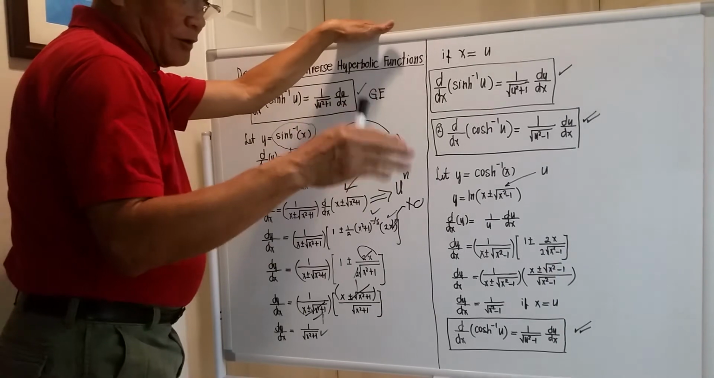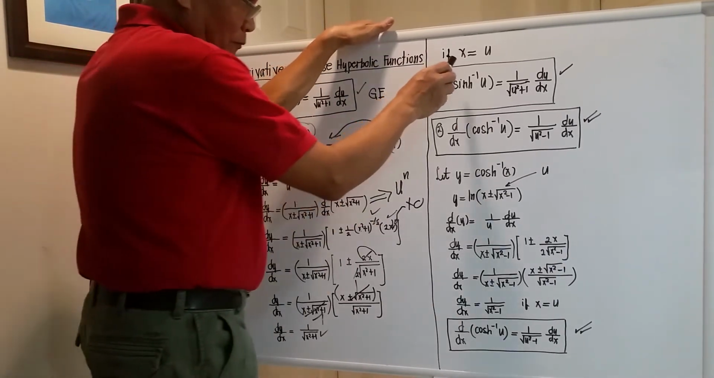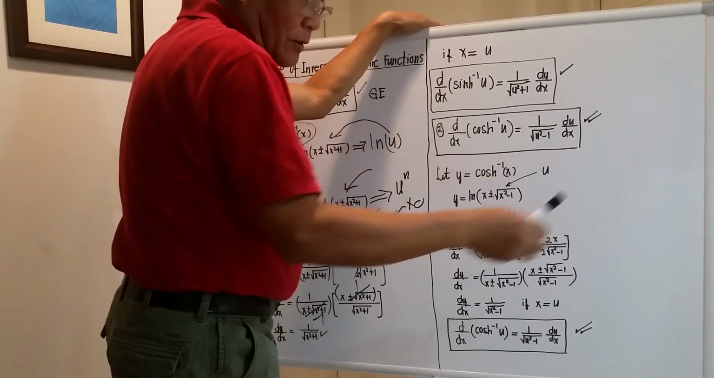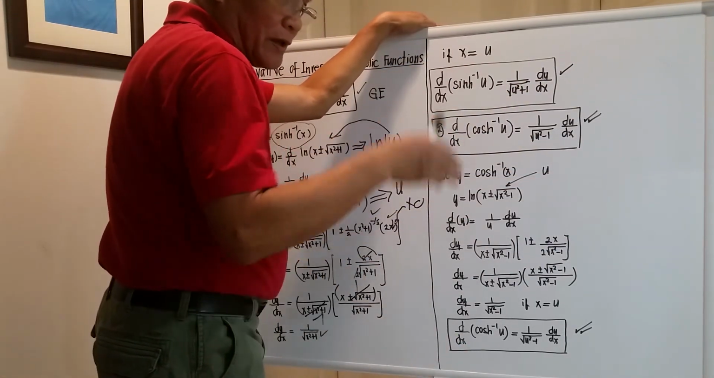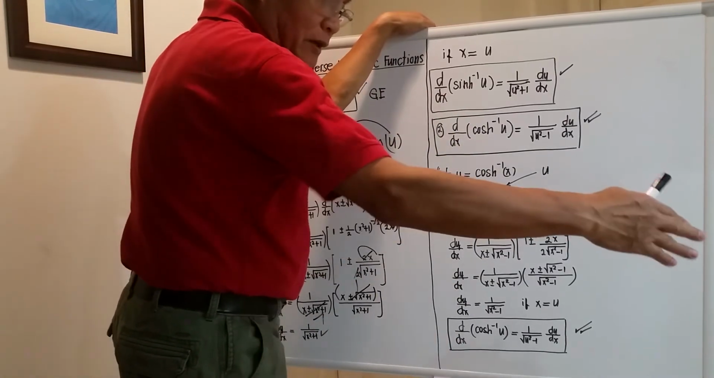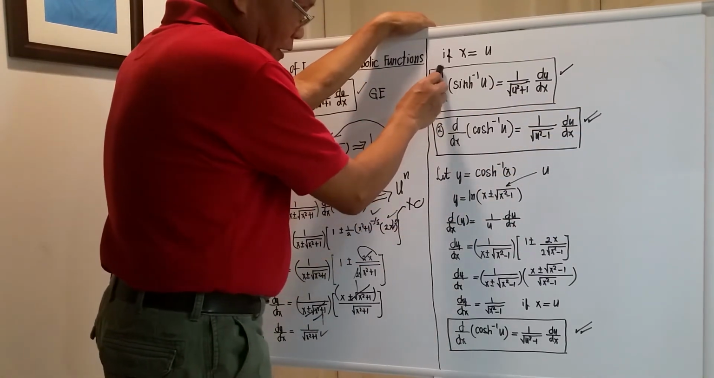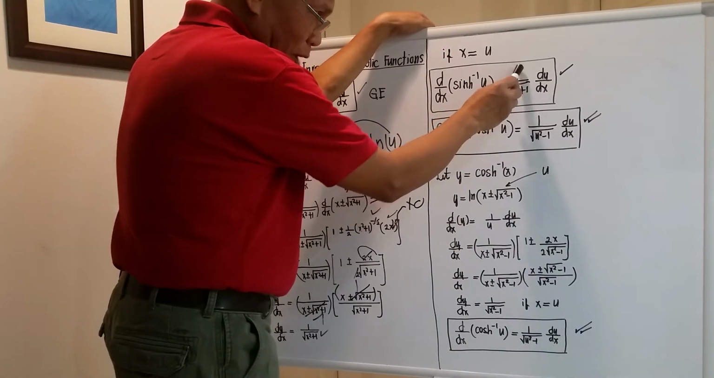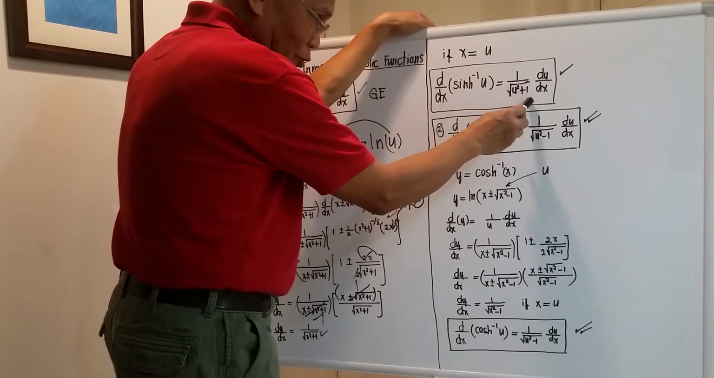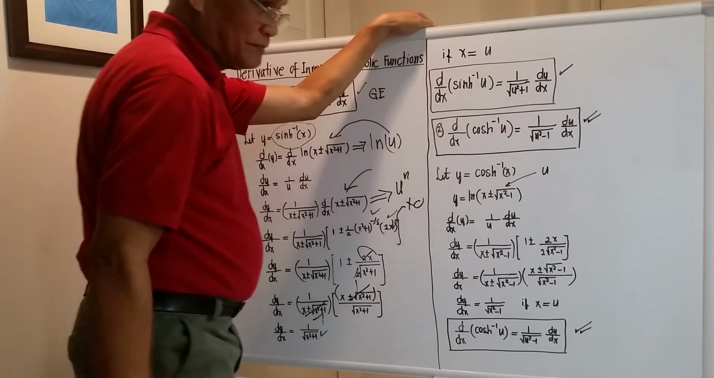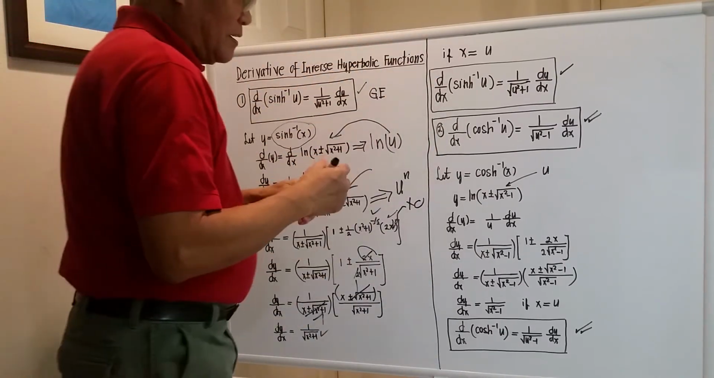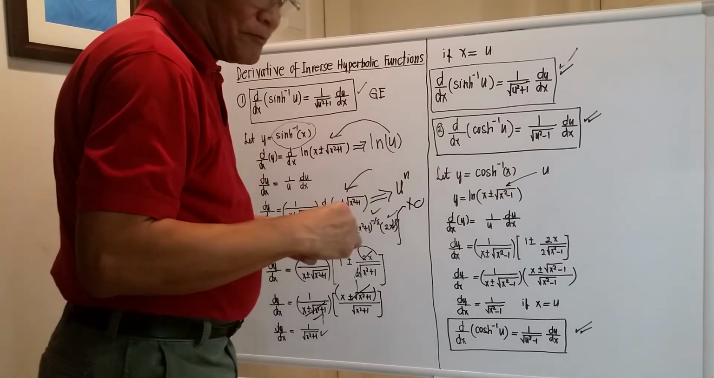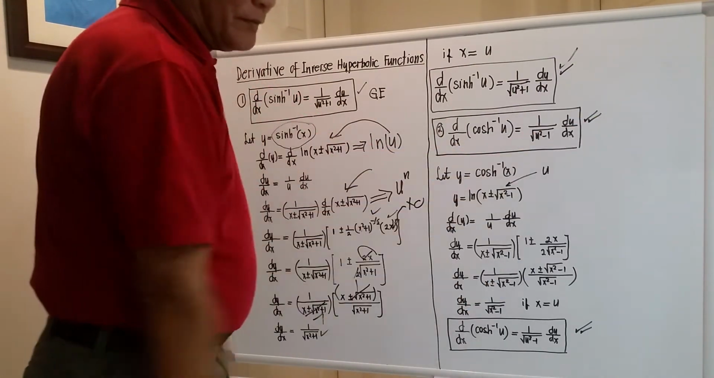If we now try to bring out the general formula, we replace x by u to be more general, where u could be any function: algebraic, trigonometric, exponential, logarithmic, anything. The derivative with respect to x of inverse hyperbolic sine of u is 1 over the square root of u squared plus 1 times du dx. That's general formula number 1 for taking the derivative of inverse hyperbolic sine of any function. That's number 1.